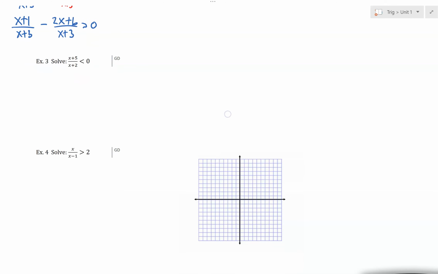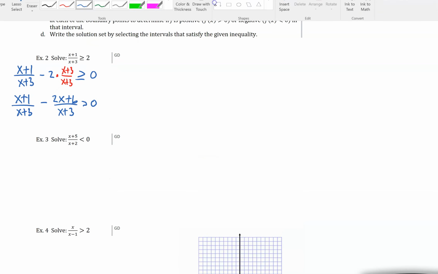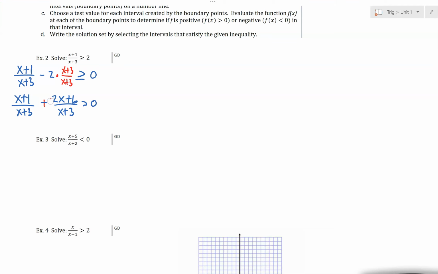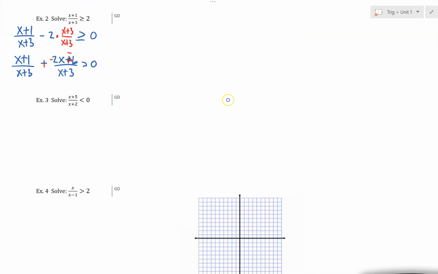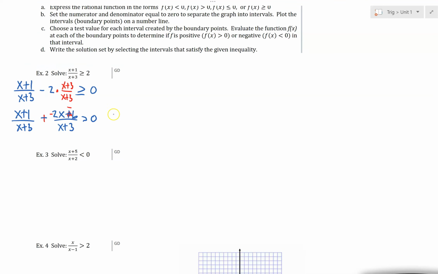Then we're going to combine the fractions. Now, I'm going to change this one to a plus, make this negative, make this negative, because you got to distribute the negative through so you can combine the numerators. So we are going to have something that's going to say negative x minus 5 over x plus 3, and all of that has to be greater than or equal to 0.